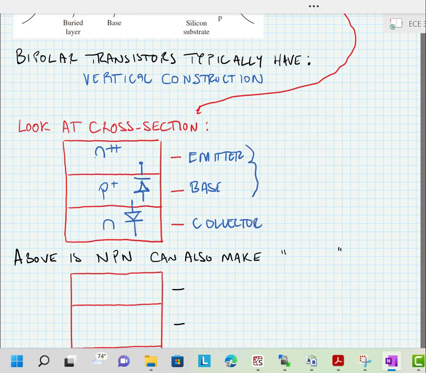Now, the emitter base junction is going to be the most important for us. This is going to control the performance of the device when we use it appropriately. This transistor is called an NPN. You can see it's because it's a sandwich of a P region surrounded by two N regions, so they call it an NPN transistor.